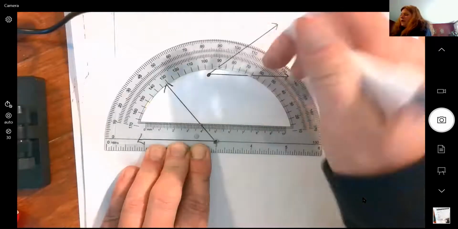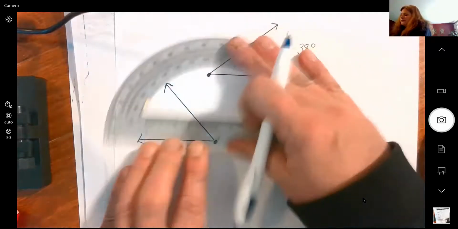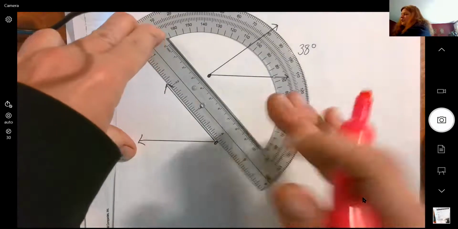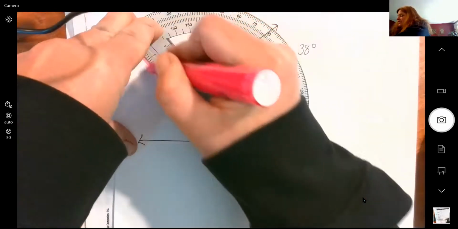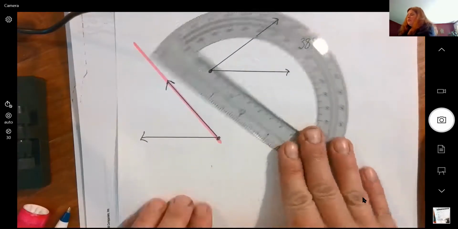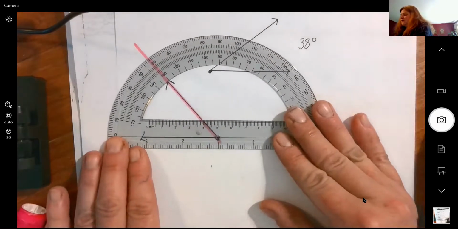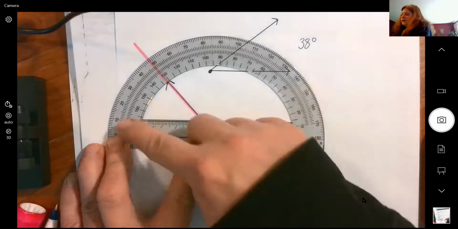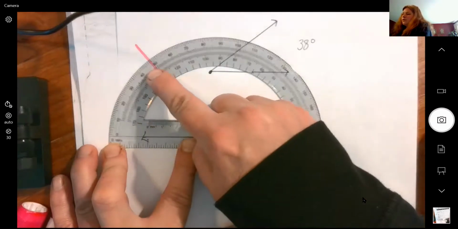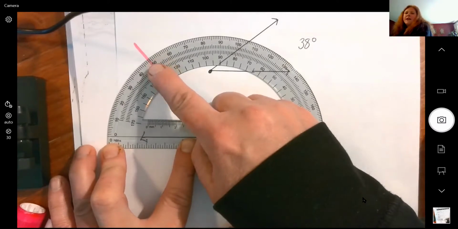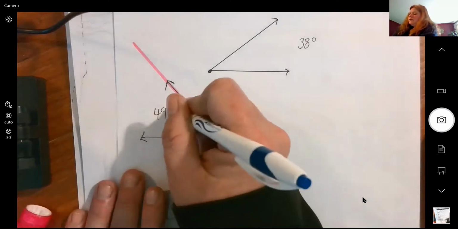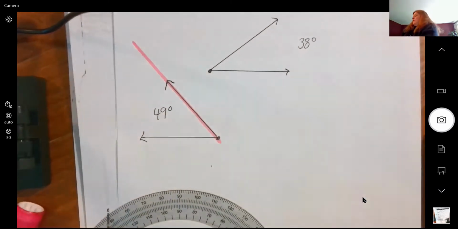And if you ever can't see where it hits, this is what you're going to do. If you can't see on your protractor, you're just going to extend your line. See how I just made it longer? Now watch. That lined up. 0, 10, 20, 30, 40, 41, 42, 43, 44, 45, 46, 47, 48, 49. 49 degrees.